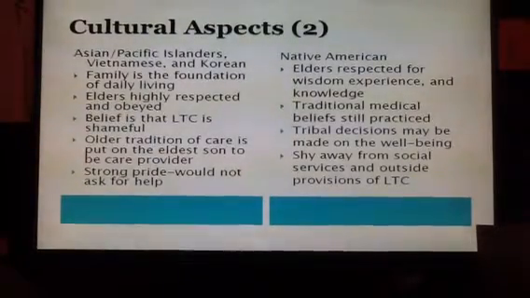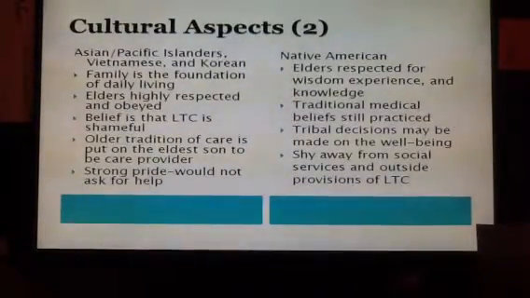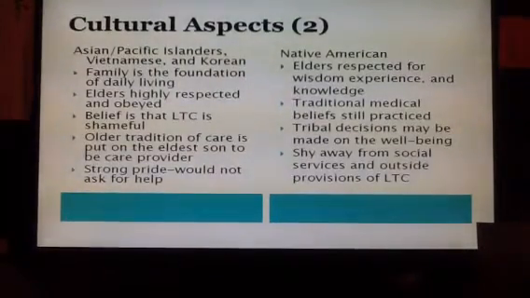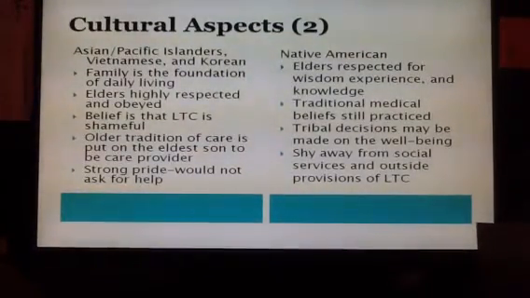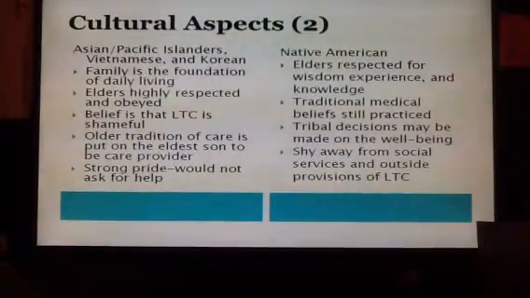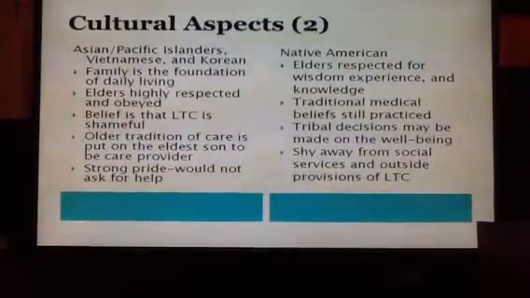Native American. Elders are respected for wisdom, experience, and knowledge. Traditional medical beliefs are still practiced. Tribal decisions may be made on the well-being. They shy away from social services and outside provisions of long-term care.